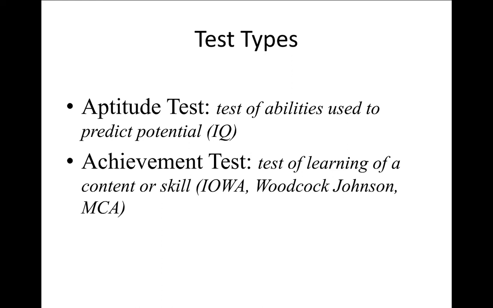Achievement tests, however, are something that you would be giving in your classroom. You'll be giving MCA tests. And for those of us in special ed, Woodcock-Johnson is the achievement test generally given by most schools as part of their initial evaluation process. And an achievement test tests the content or skill level of a student.